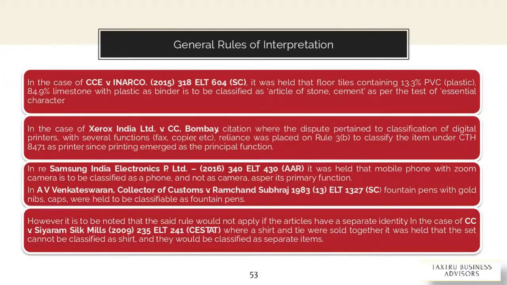Again, in the matter of Samsung India, it was held that the mobile phone with zoom cameras, they may have very high pixel cameras, they may have a very high quality of cameras, but that will not become a camera. What is the basic use of that product? It is used as a mobile phone. So again, its primary function is mobile phone, so it will be classified as a mobile phone itself.